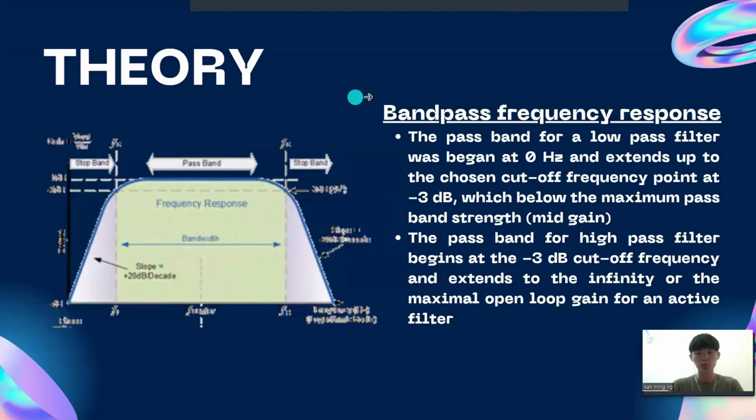So this is the theory for bandpass frequency response. The pass band for a low pass filter begins from 0 Hz here and extends up to the chosen cutoff frequency point at -3 dB, which is below the maximum pass band range, the mid gain. The pass band for a high pass filter begins from -3 dB here, the cutoff frequency, and extends to infinity, or the maximum open loop gain for an active filter.